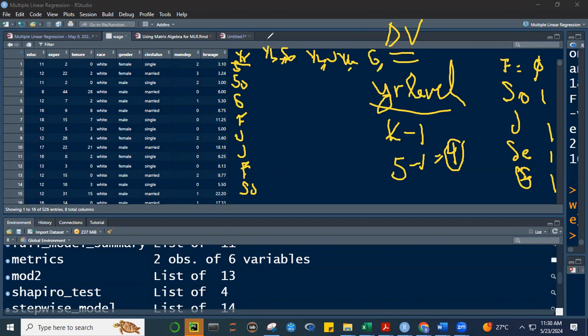So how will this go? Sophomore, this is sophomore. It will be 1 here. Junior will be 0, 0, 0. Okay, so for this observation, which is sophomore will be 1, junior will be 0, senior will be 0, graduating will be 0.